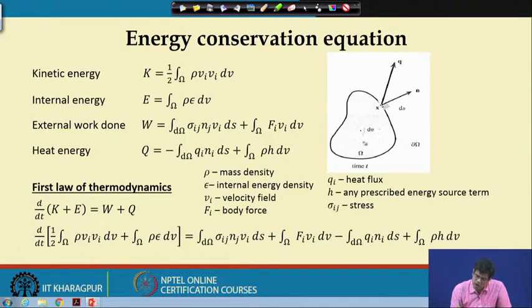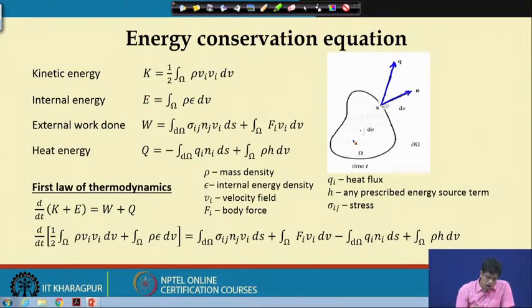Now, if I consider a body, where dΩ is the boundary and Ω is the body, and there is a normal here, and there is also a heat flux. In a purely elastic case you do not have the small q. So here there is heat conduction happening, with some mechanical loading on the body, and heat conduction is also happening.